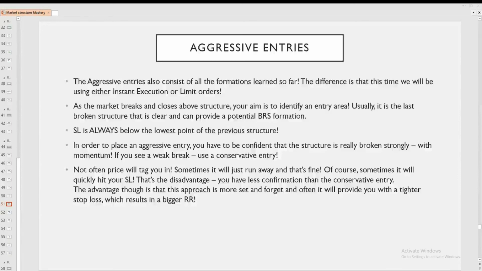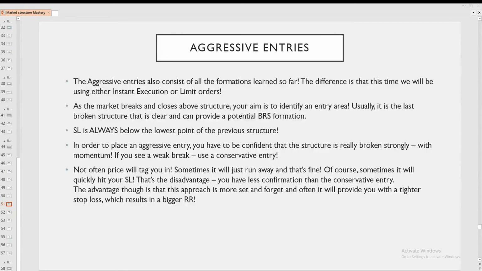All right, let's have a look at the aggressive entries. So again, the aggressive entries consist of all the formations that you have learned so far. Again, double tops, double bottoms, MSS, break and retest. And again, at the end, it all comes to simple market structure. It's all about identifying higher highs, higher lows, and lower highs. That's it. Nothing more, okay?